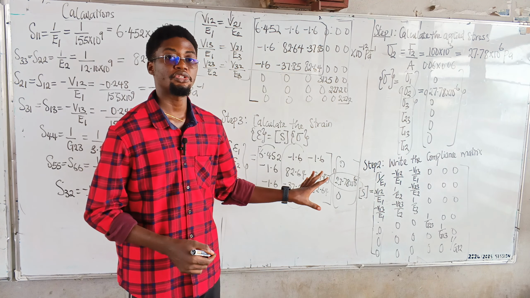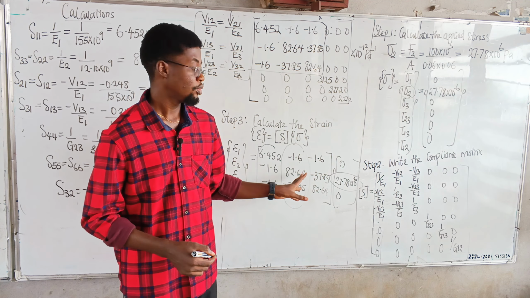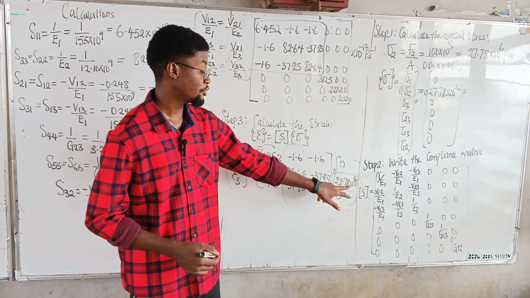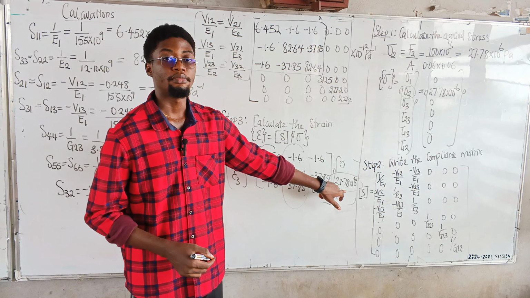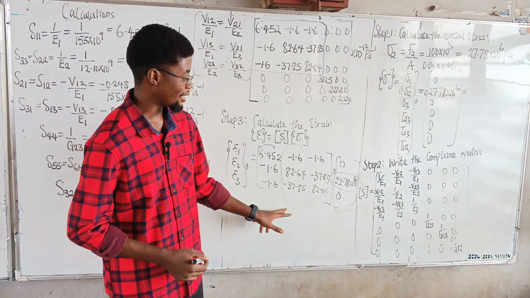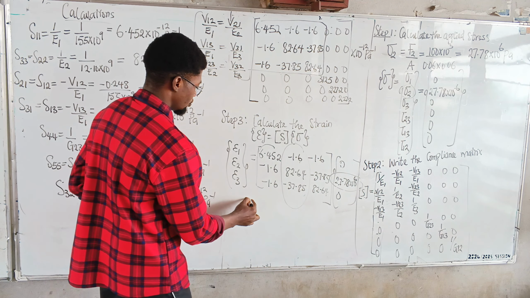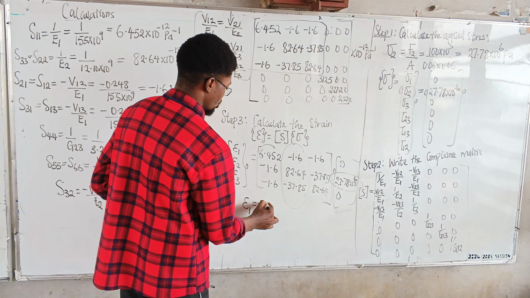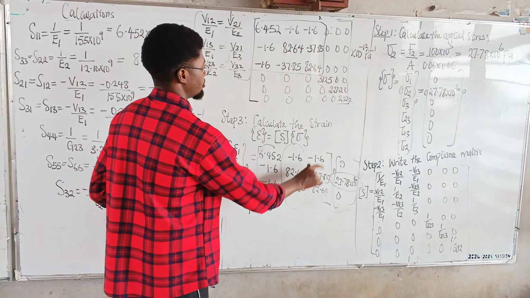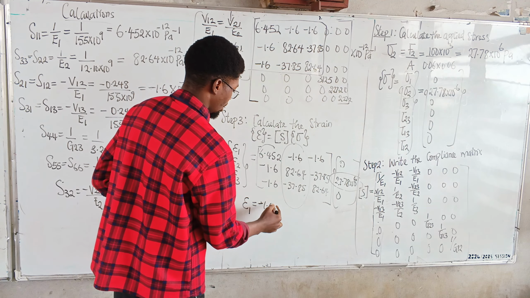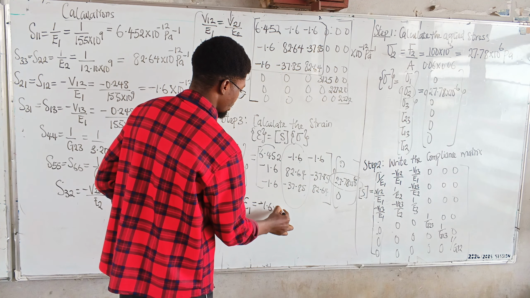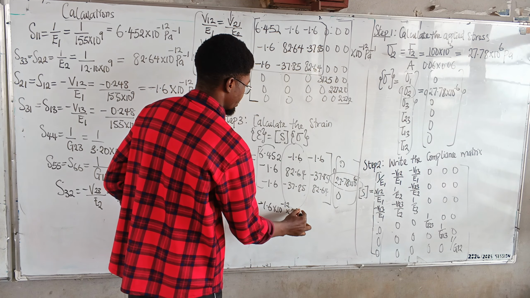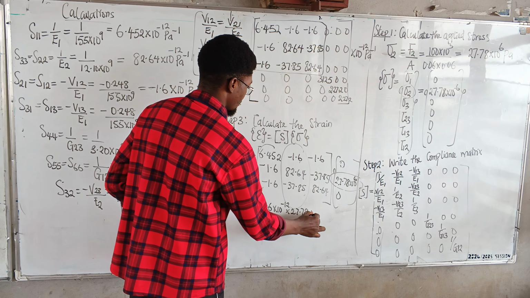Because in this question, we just have the second row that is timesing this one, because the force is applied in the second direction, I'm going to make use of just the middle. So my E1 will be what? This times this, minus 1.6. I remember that this column is having times 10 to the power minus 12. So minus 1.6 times 10 to the power minus 12 times 27.78 times 10 to the power 6.